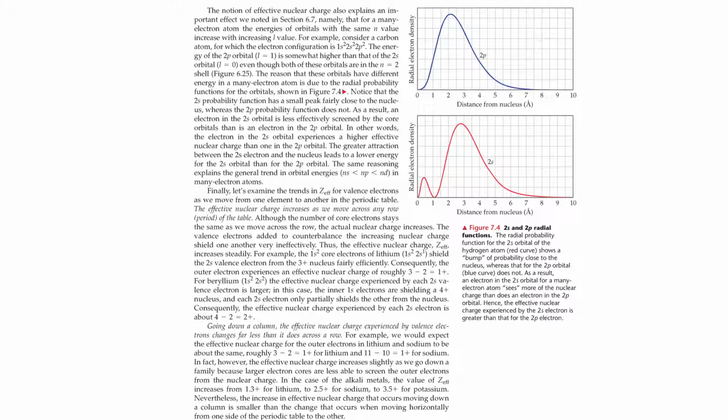Nevertheless, the increase in effective nuclear charge that occurs moving down a column is smaller than the change that occurs from moving horizontally from one side of the periodic table to the other.